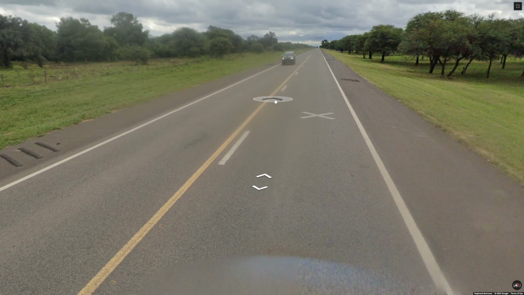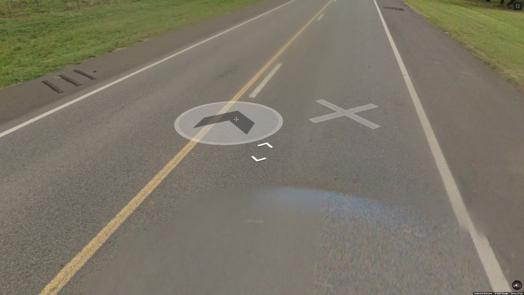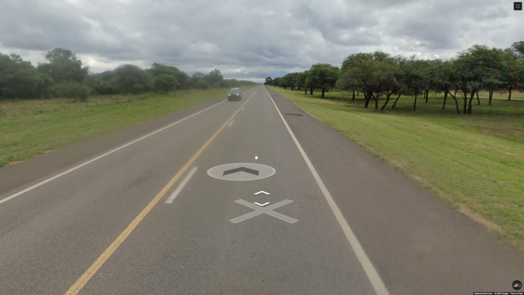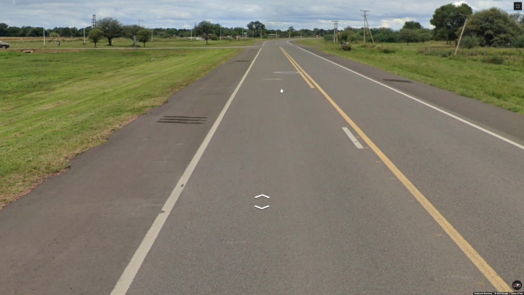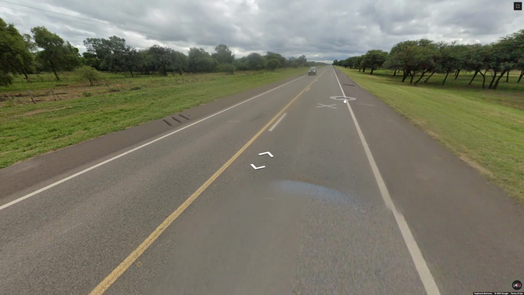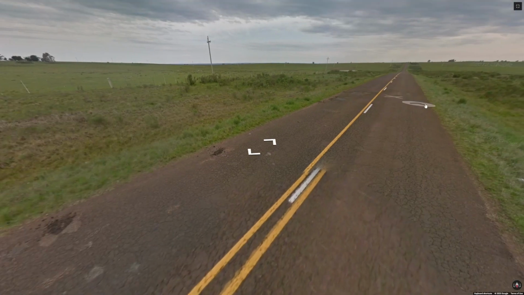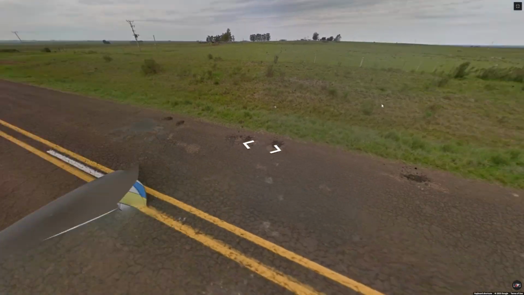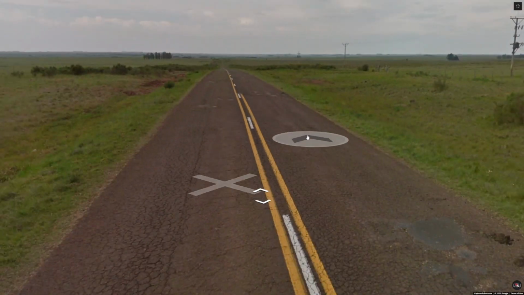In Argentina, you can often find this road line pattern of having a single yellow road line with a dashed white road line. And of course, a lot of the time it will just be a double yellow road line. But you can sometimes find this pattern, and that's pretty common in Argentina. And occasionally in Uruguay, you can also find that pattern as well.